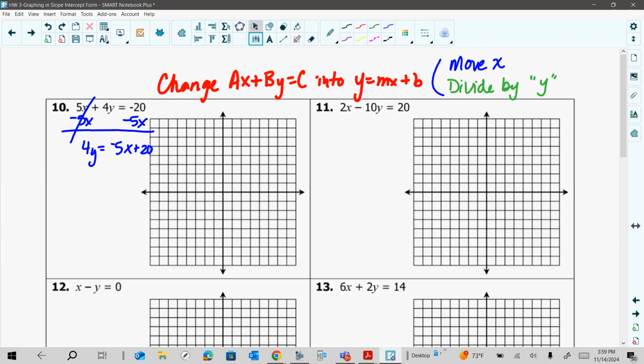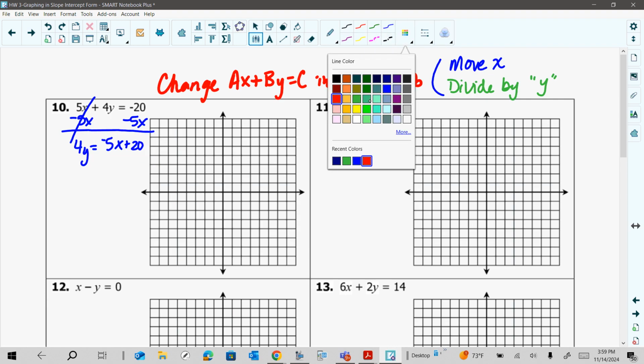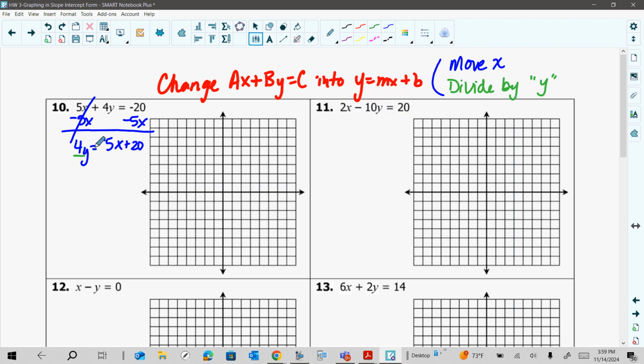All right, then I'm going to move this over just a little bit so we have some room. Then what we're doing is we're solving for y, and it says right here we're going to divide by y. So meaning divide by y means you divide by the number in front of y. The 4 is the coefficient. It's what's in front. So you're dividing each term by that 4. The 4's will cancel in front of y, leaving y by itself, which is what we're trying to get. Now we have a negative 5 over 4x, and 20 divided by 4 is 5.